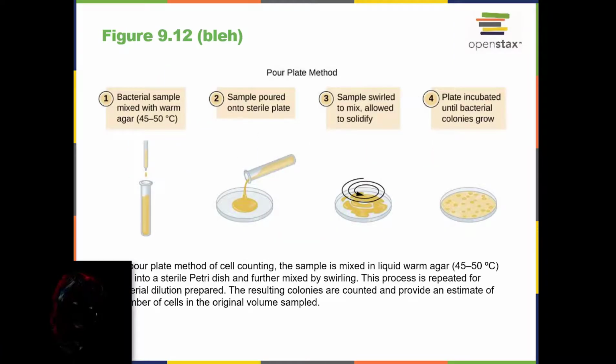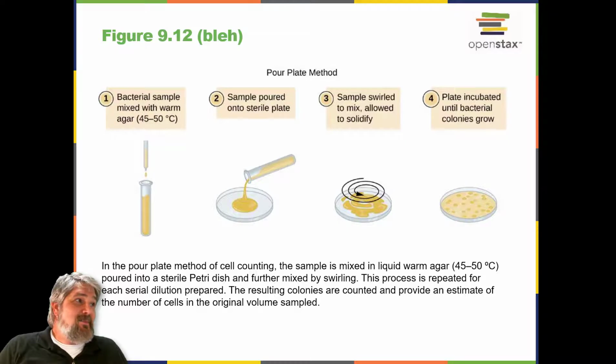So here is the pour plate method with my editorialized commentary on it. Essentially, you take your 100 microliters of your sample and you mix it with warm agar. And you pour the sample onto a sterile plate and then swirl to mix and then allow it to solidify. The plate is incubated until bacterial colonies grow. I'm not a fan of this because it depends on how well your bacteria will survive the warm agar. Most will, and it also depends on being able to swirl it out to evenly distribute your mixture.